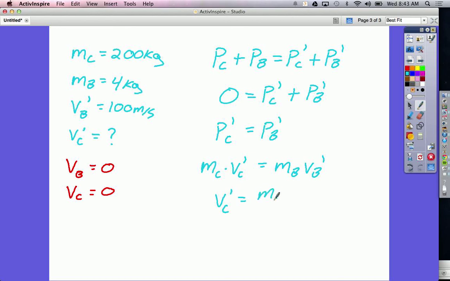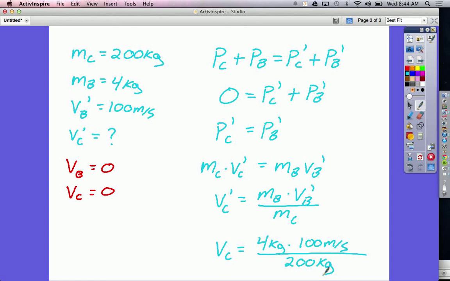And I will get the mass of the cannonball times the velocity of the cannonball prime divided by the mass of the cannon itself. That would be 4 kilograms multiplied by 100 meters per second, all divided by 200 kilograms for the mass of the cannon. And when I plug that into my calculator, I find that the cannon is going 2 meters per second in the other direction, away from the cannonball.